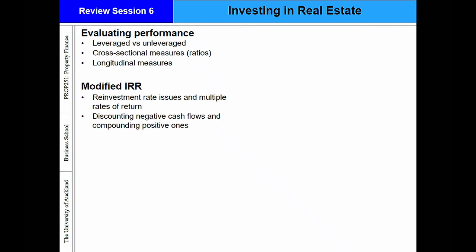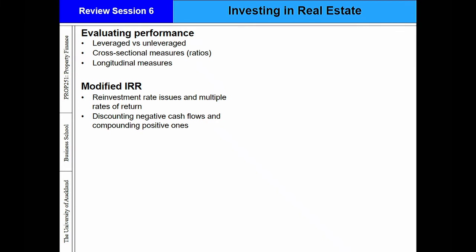Then part of this lecture we spend on talking about MIRR, which is an alternative to using the internal rate of return. Although IRR is a very popular measure, it has its own issues. So it is good for you to be aware of things that can potentially affect your decision if you're purely using the internal rate of return.